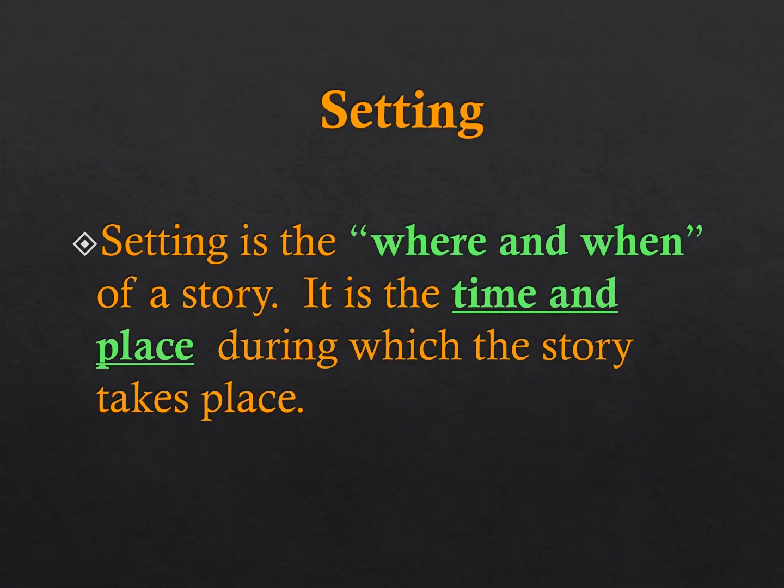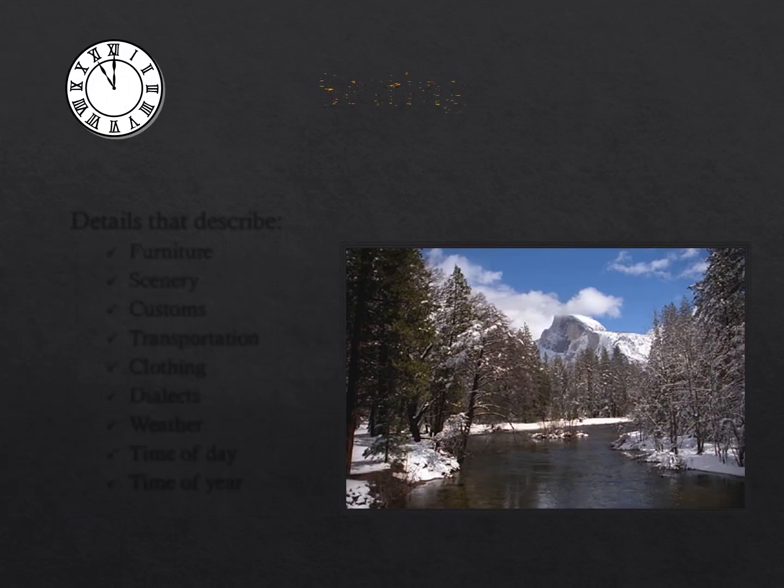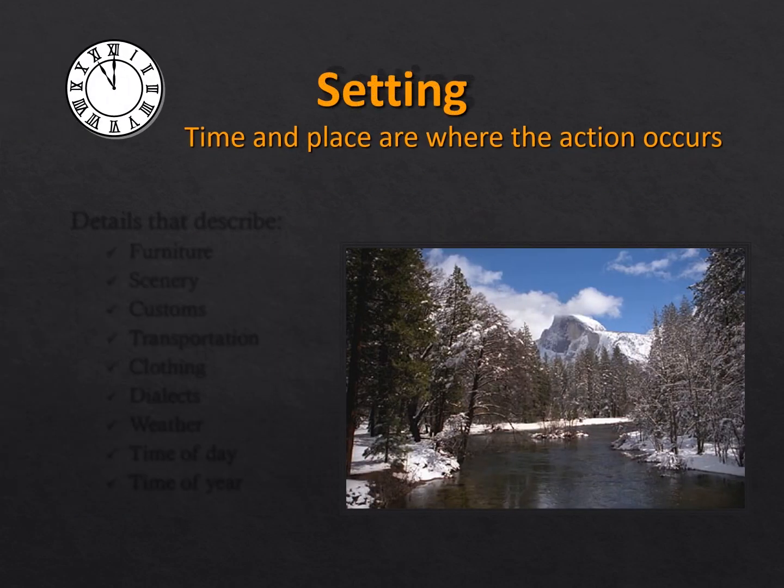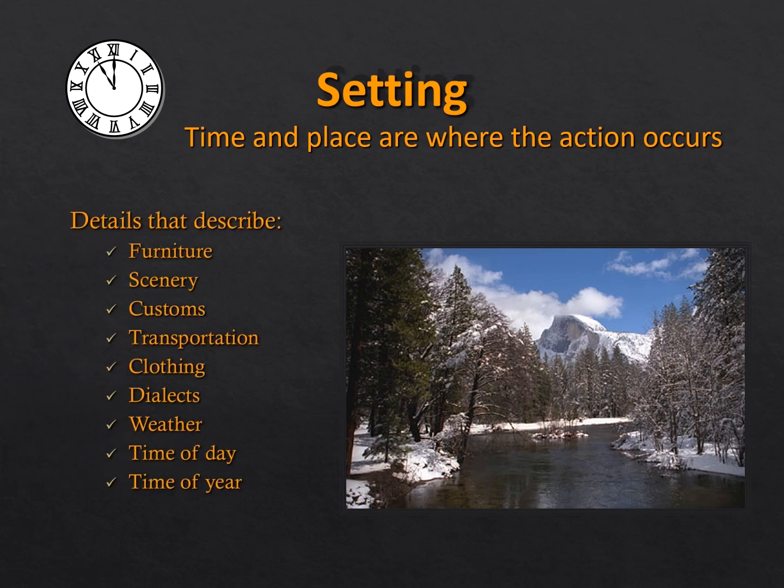The setting is the where and when of a story. It is the time and place during which the story takes place. The setting, the time and place, are where the action occurs. The details describe the furniture, the scenery, the costumes, the transportation, the clothing, the dialects, the weather, the time of day, and time of year.